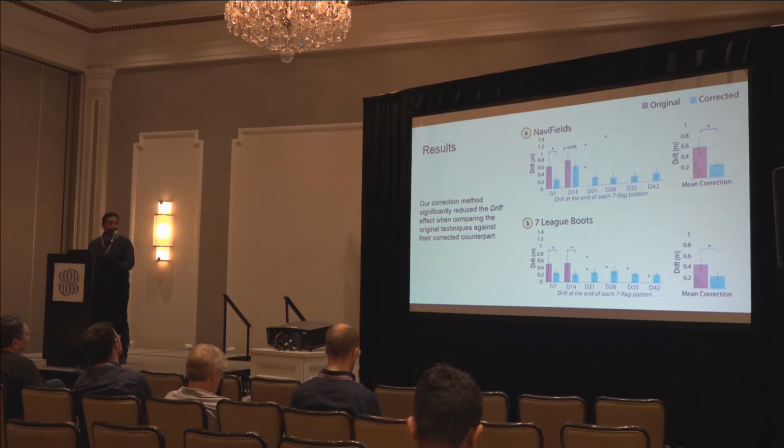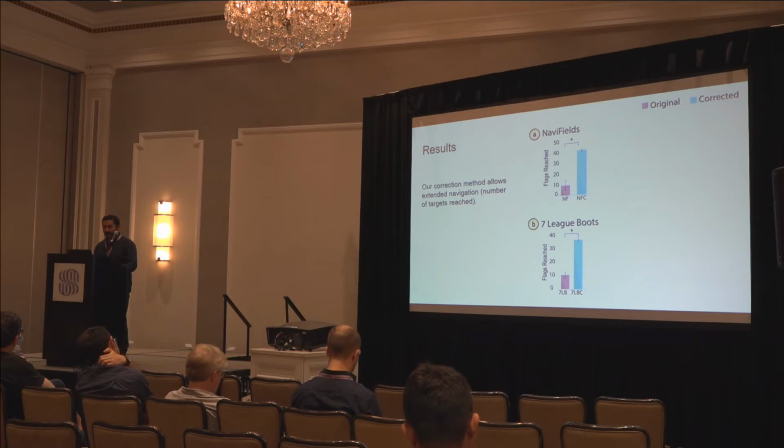And when comparing the mean correction in terms of drift, we found a significant difference between the drift accumulated when using our corrected version of the technique and when they were using the uncorrected version. Our correction method allows extended navigation. As you can see in the graph, we found a significant difference in the number of flags that the participants could reach when using the corrected version of the techniques.